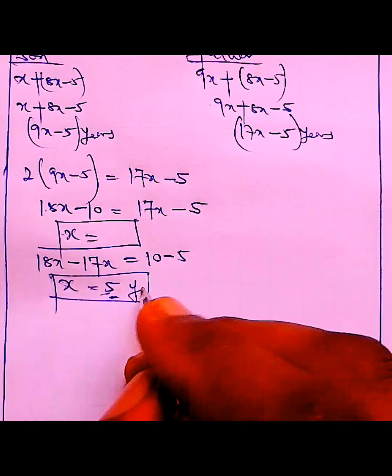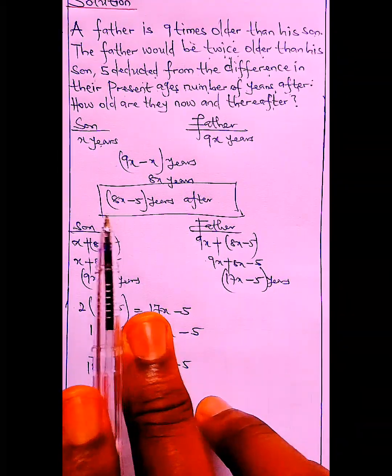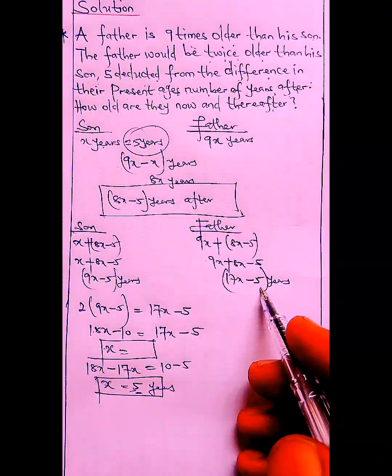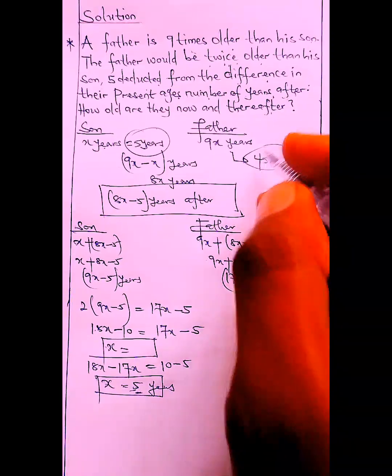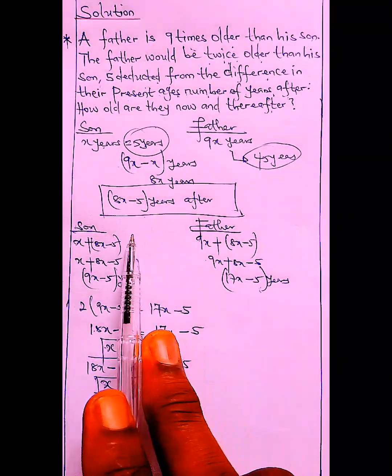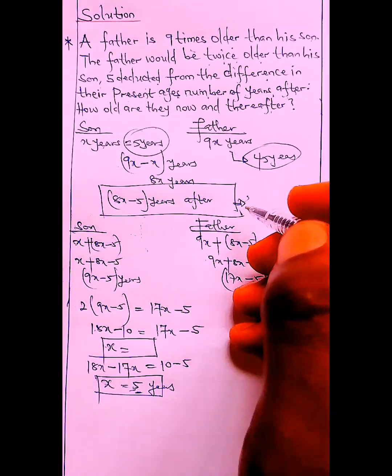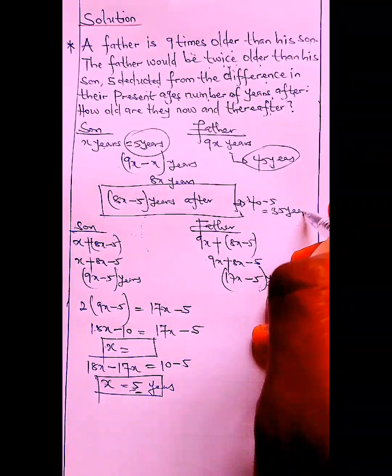So it means that presently the son is 5 years old, as you can see right up there. That's the son's age. And the father will be 9 times 5, which is 45 years old. So when I say 8x minus 5 years after, what does that mean? 8 times 5 minus 5. So 8x minus 5 years after will be 8 times 5, which is 40, minus 5, which is 35 years after. That's just that as a puzzle there.